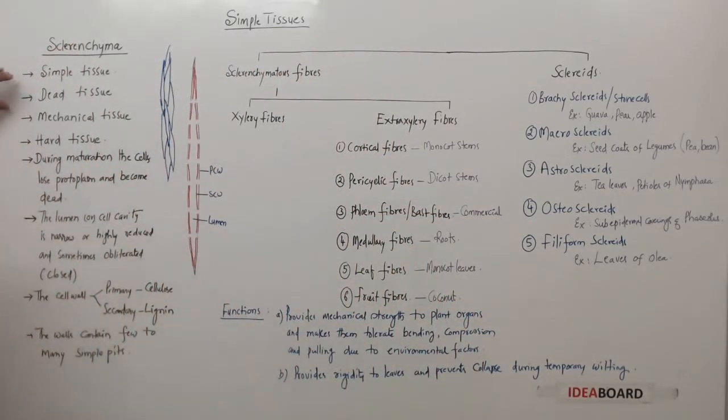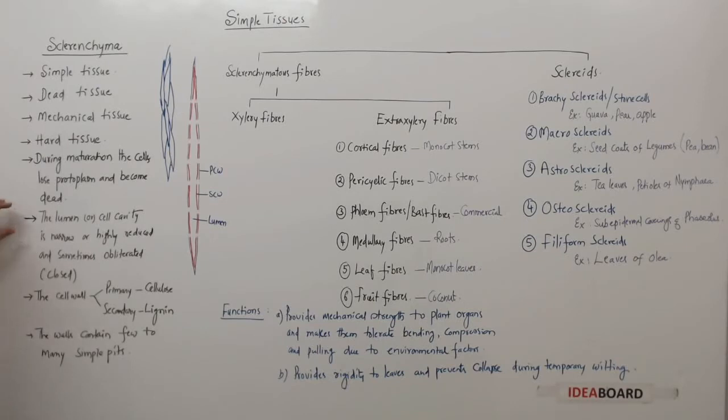As the cells are dead, they are able to provide what? This mechanical strength to the plant. So that's why it is called mechanical tissue. Okay, during maturation the cells lose protoplasm and become dead.